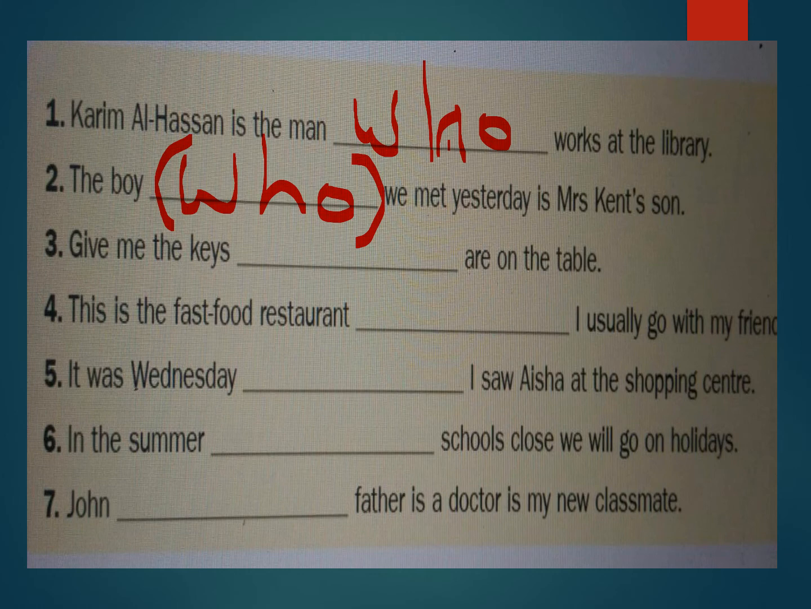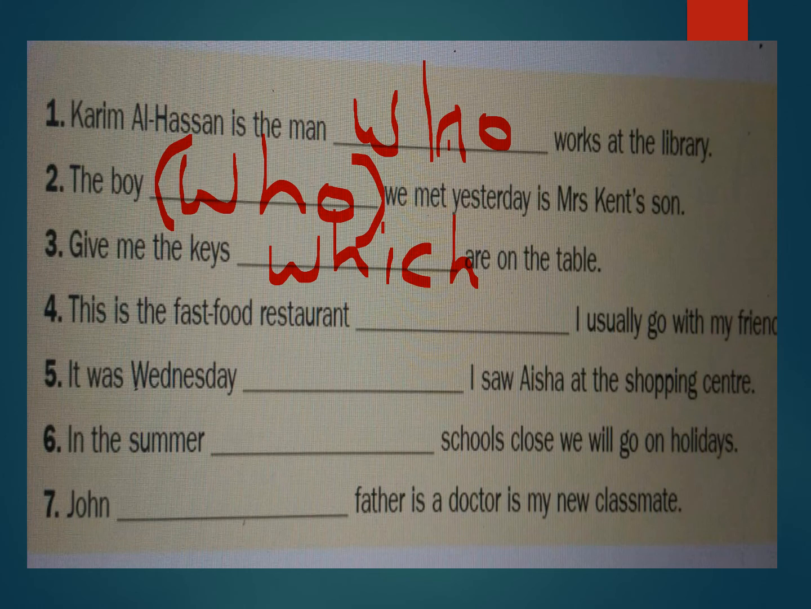Number three, Hashim. Give me the keys which are on the table. Very good. Here, which cannot be omitted. Why? Because it refers to the subject, not the object of the main clause. Yes, we can use that also. Very good. So we can say, give me the keys which or that are on the table. Can I say, give me the keys are on the table? No, of course not.